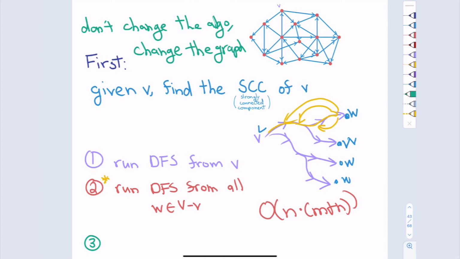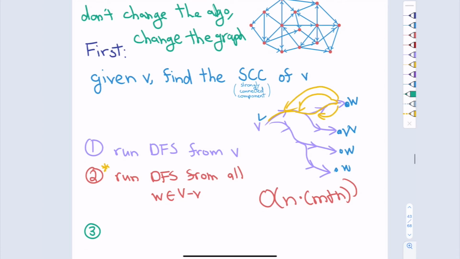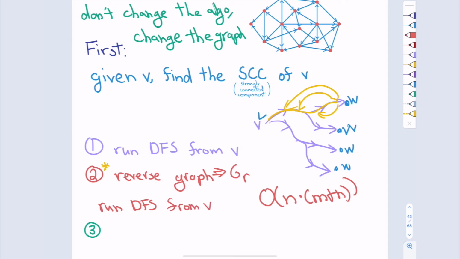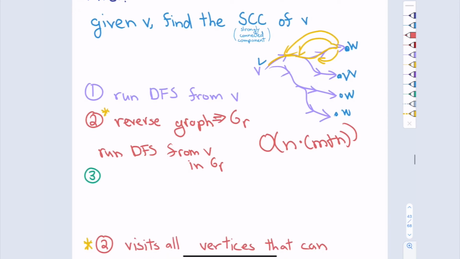Wait, you said run DFS from V just once? That's right. So let's reverse the graph. Let's call the graph G sub R, R for reverse. We'll run DFS from V, but we'll use the reversed edges. So we rebuild the graph. We spend linear time to rebuild the graph, but who cares? DFS is going to take linear time. And then we'll return all the vertices that appeared in both.